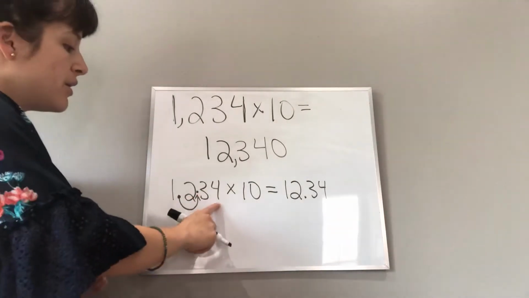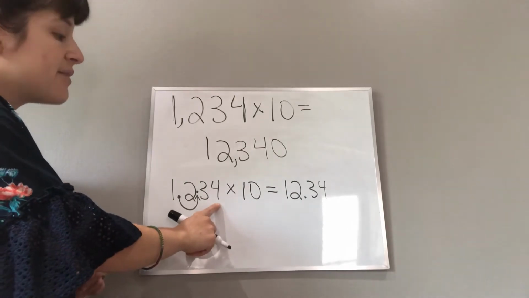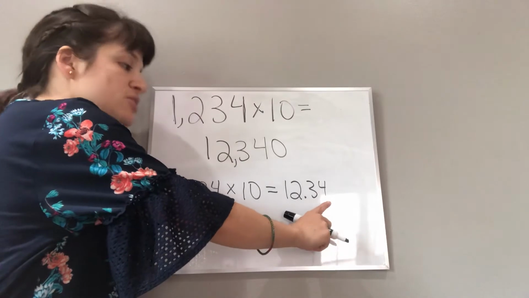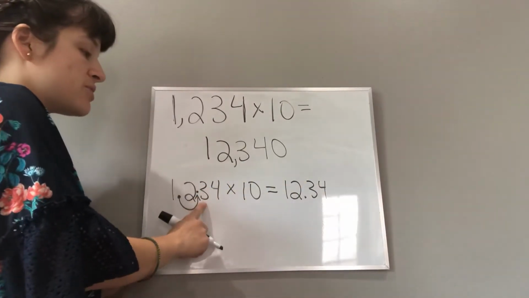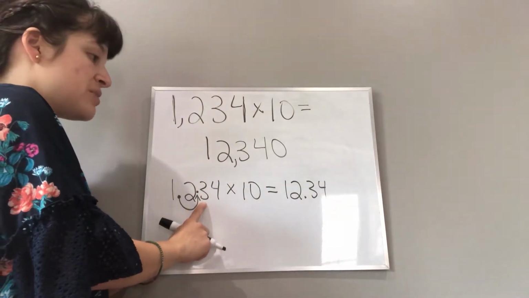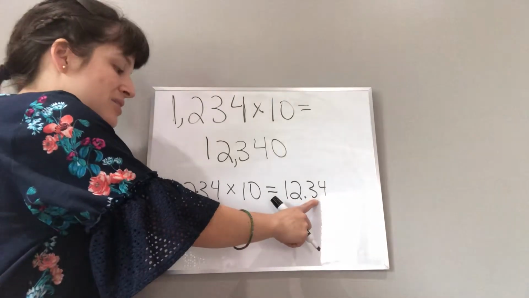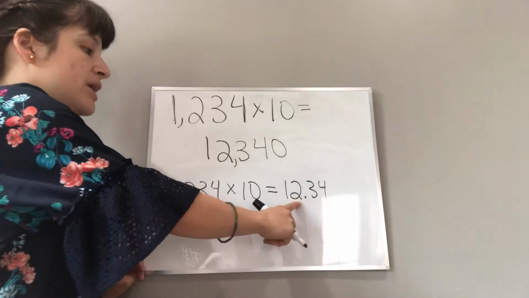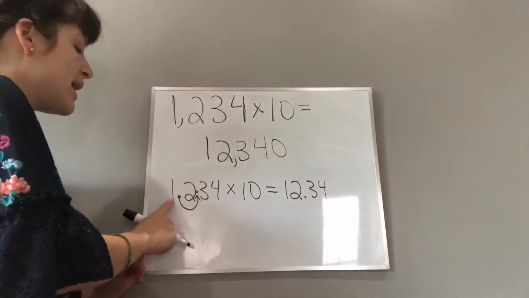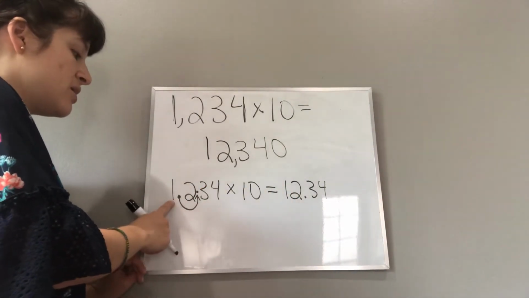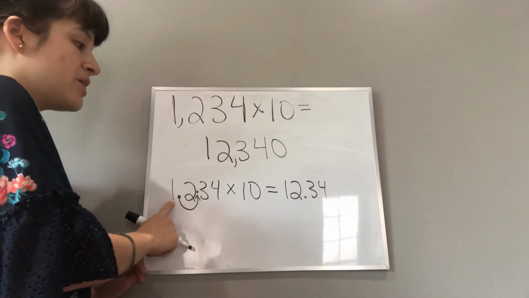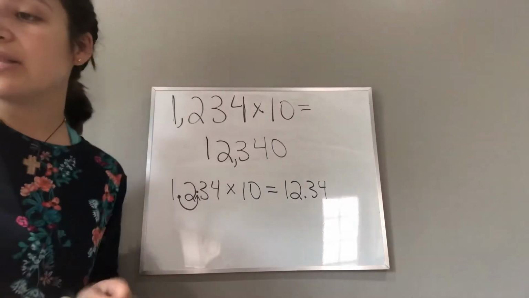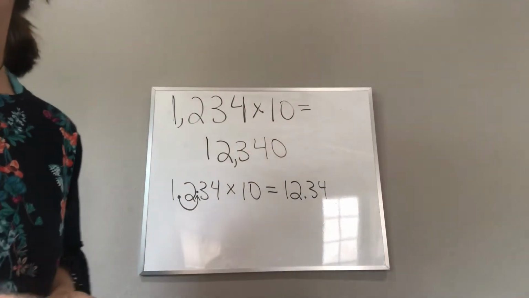Here the 4 was in the thousandths place value, and now the 4 is in the hundredths place value. The 3 was originally in the hundredths place value, now it is in the tenths place value. The 2 was in the tenths place value, and now it is in the ones place value. And the 1 was in the ones place value, and now it's in the tens, because 1 times 10, right? Okay, so let's look at another problem.